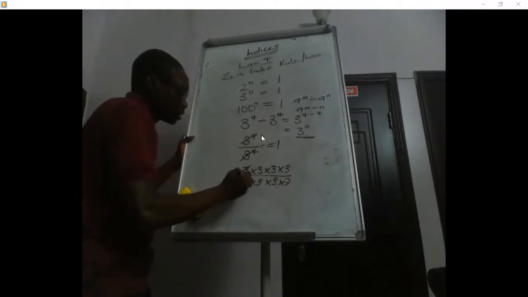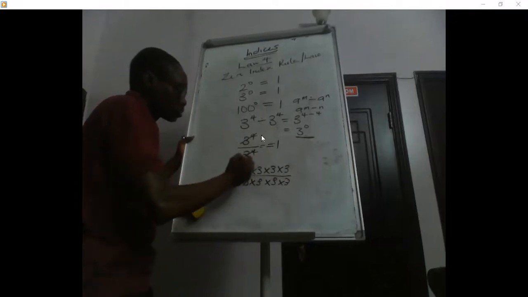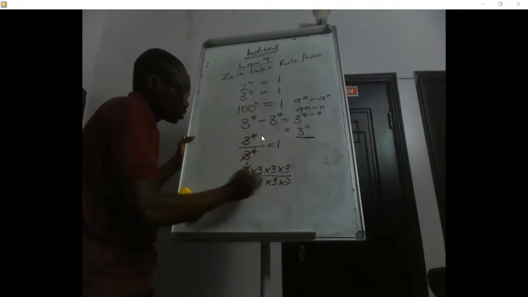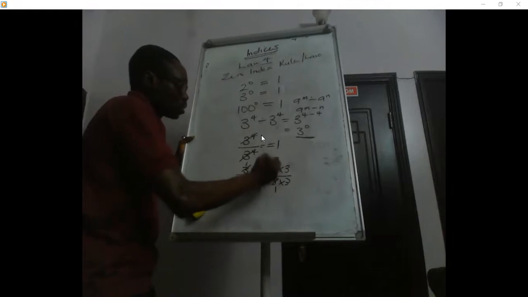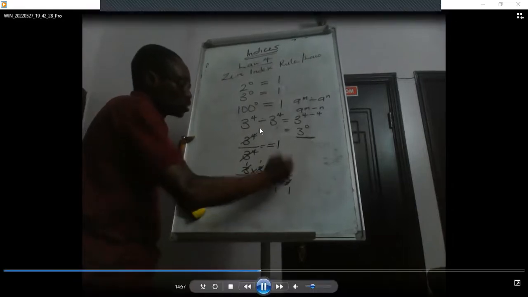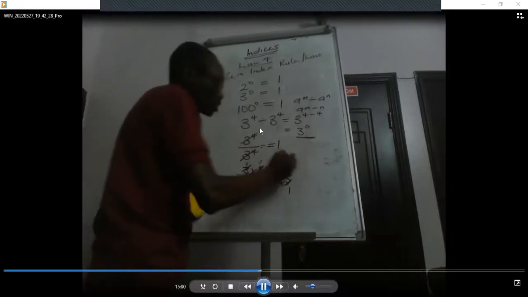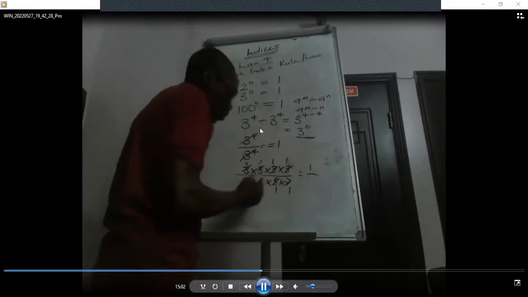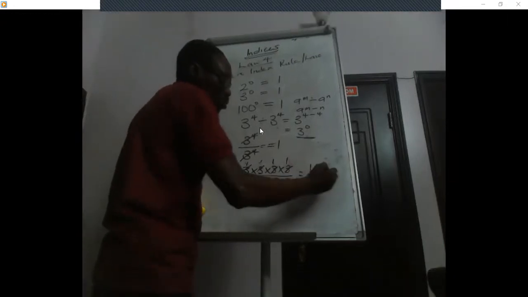3 in 3 cancels to 1, 3 goes in 3, 1, 3 goes in 3, 1. 1 times 1 times 1 times 1 is 1, and 1 divided by 1 is 1.